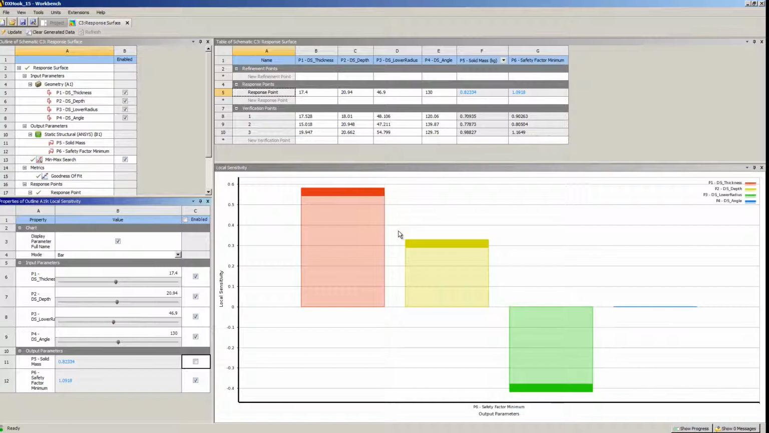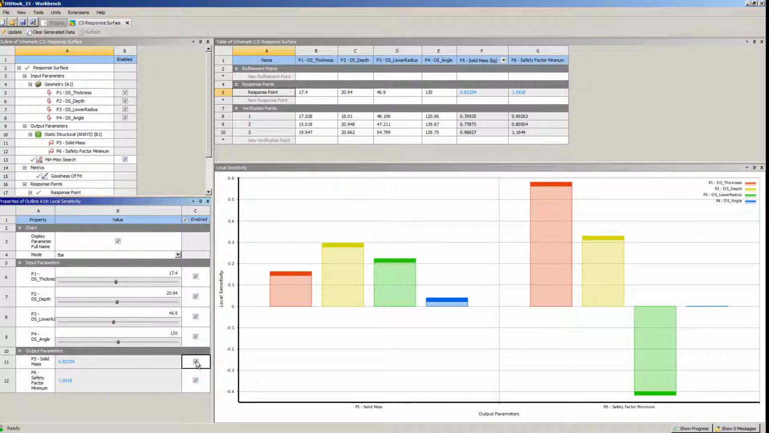As before, the lower radius is negatively correlated. It also has a fair amount of influence, but inversely. And for angle, this blue bar corresponds to the flat curves we saw on previous charts, showing that angle is neutral, with very little impact at all. Now, for the solid mass output, all of the sensitivities are positive, with depth having the most impact.